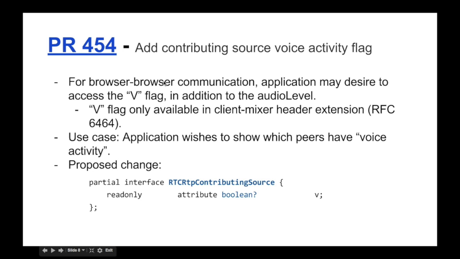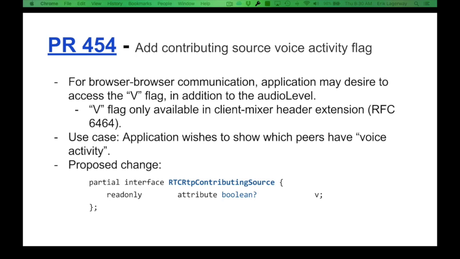All right, moving on. Pull request 454, add contributing source voice activity flag. Bernard, over to you. Okay, so this hopefully should be quick. Basically, there is a proposal to add the ability to access the V flag in addition to the audio level. This is only available in the client-to-mixer header extension, not mixer-to-client. So the use case is if you have a peer-to-peer kind of conference, an application could show which peers have voice activity. It's just a read-only Boolean attribute with the V flag. So that's what the pull request is.